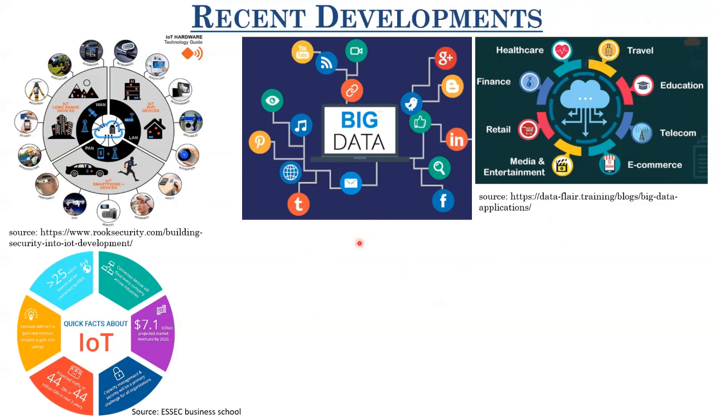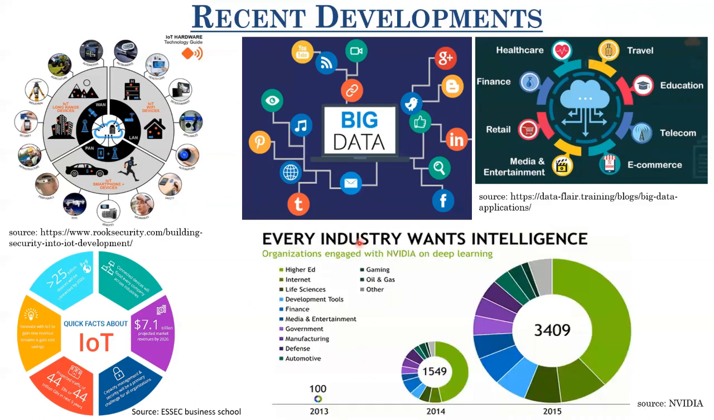Another big development in the recent past is artificial intelligence. We are right now going through an artificial intelligence evolution as well. Every industry wants intelligence. AI has multiple applications, and these applications have been rising rapidly, right? From 2013 to 14 to 15, you see a rapid increase in the amount of artificial intelligence being used in industries.